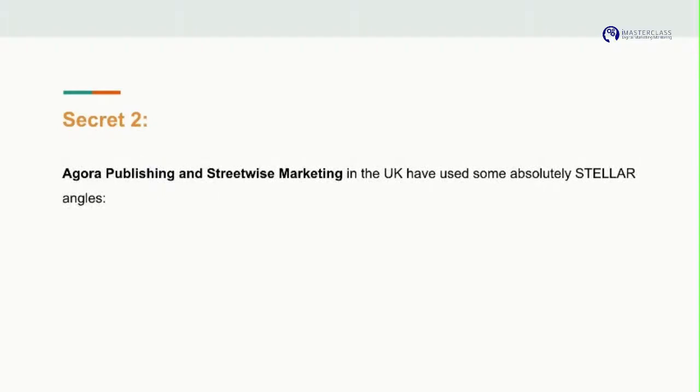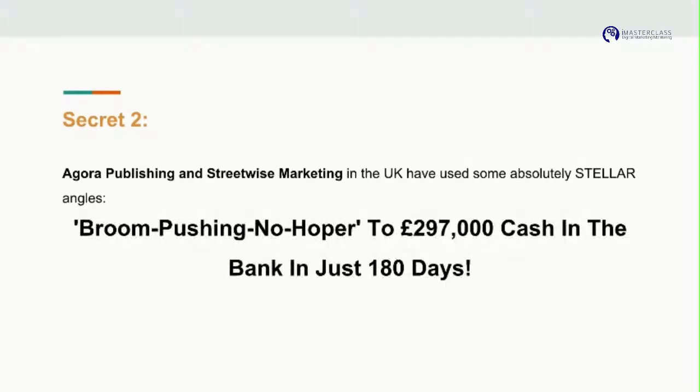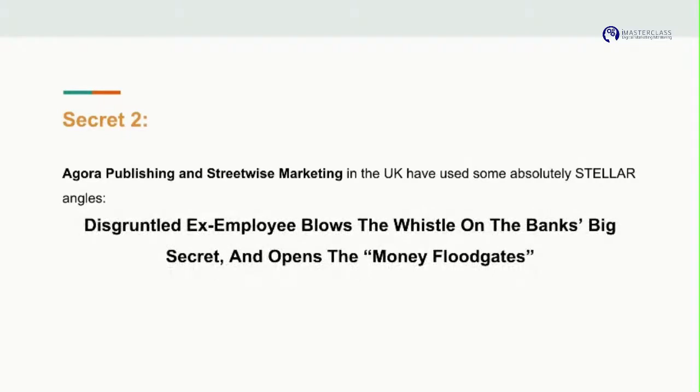Now, some big companies such as Agora Publishing and Streetwise Marketing in the UK have used some absolutely stellar angles. So broom pushing no-hoper to $297,000 cash in the bank in just 180 days. I mean, how good is that? And here's another. Disgruntled ex-employee blows the whistle on the bank's big secret and opens the money floodgates. Now, I'm sure, like me, you've been a disgruntled employee at some point in your life, and here are some other things that I've been.